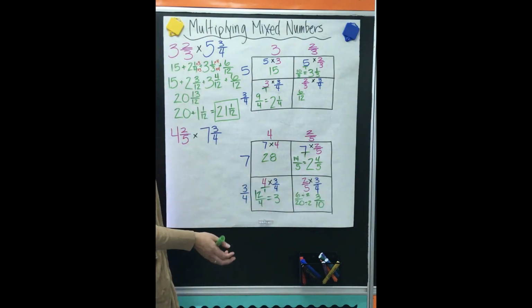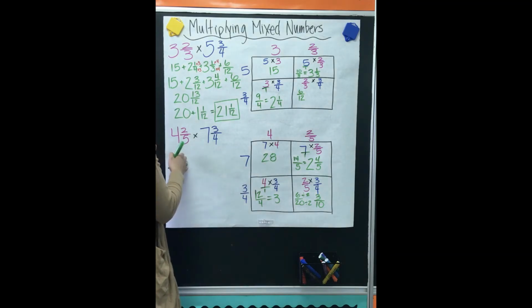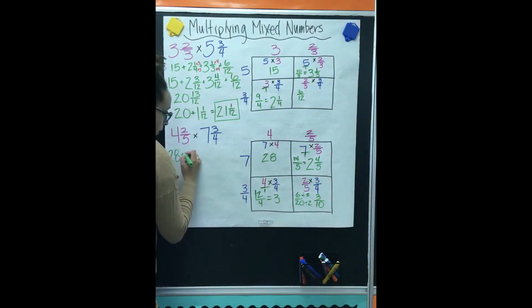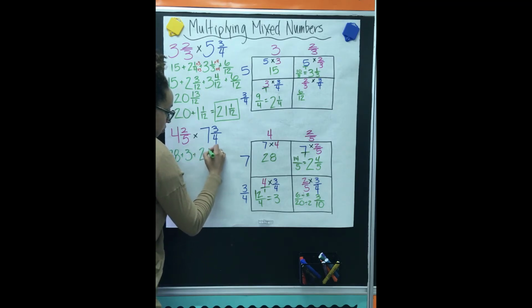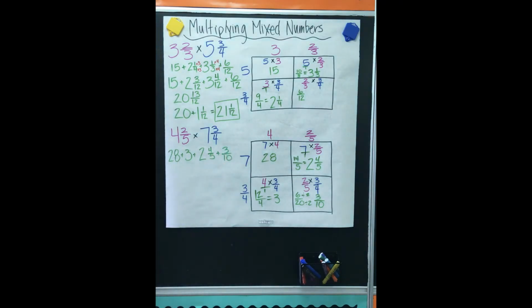I say yeah. So now we're going to pull all of those out and put them over here. We have 28 plus 3 plus 2 and 4/5 plus 3/10. Now we're going to stop and observe.